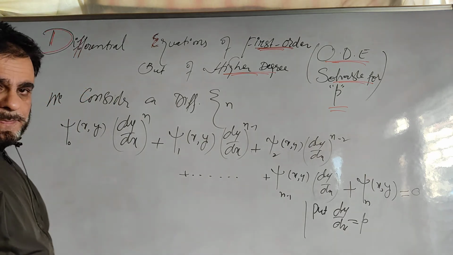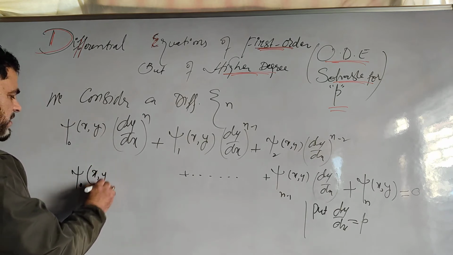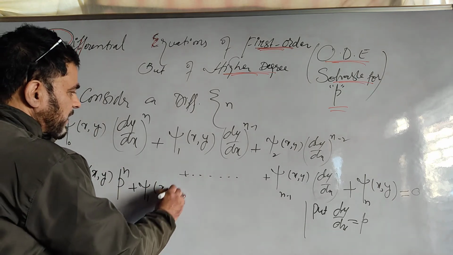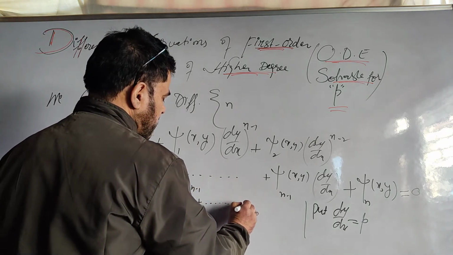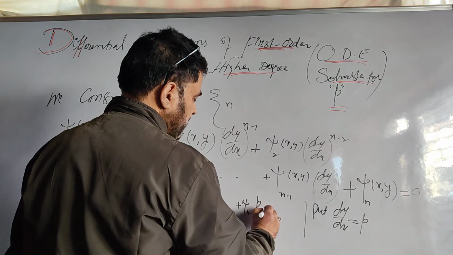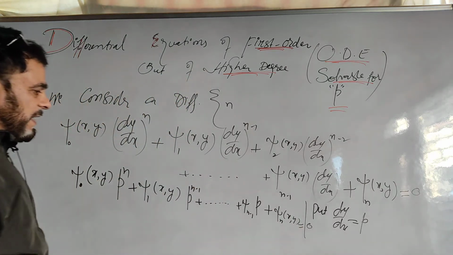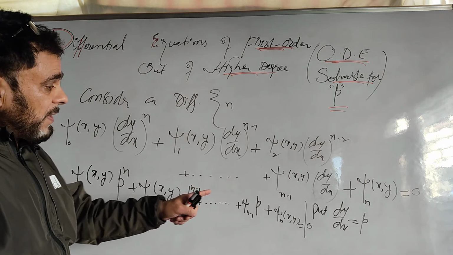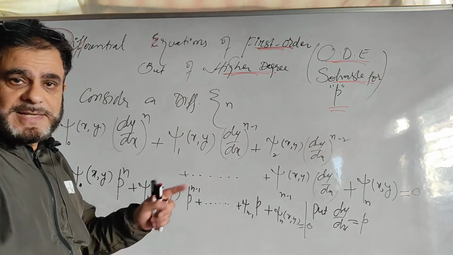If we put dy by dx equal to p, what will be the position? It is psi naught xy times p raised to power n, plus psi 1 xy times p raised to power n minus 1, plus and so on, psi n minus 1 p, plus psi n xy is equal to 0. Now you can say this is the differential equation of order 1 degree n involving p. It is nth degree in p.